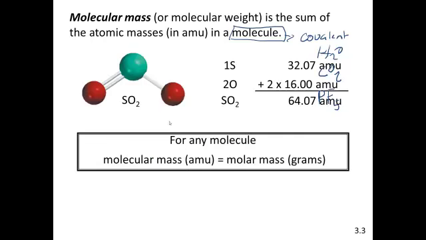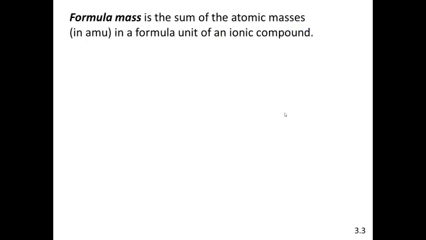If we look at the periodic table, sulfur has a mass of 32.07. In sulfur dioxide there are 2 oxygens, so we're going to multiply 16 by 2. Then we simply add 32.07 and 32 and get 64.07. That is in AMUs, while the molar mass is going to be in grams.